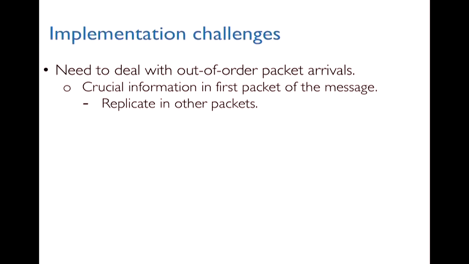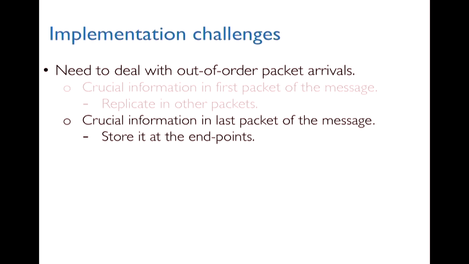So for some RDMA operations, such as RDMA writes, crucial information is carried in the first packet of the message that tells the receiver how the subsequent packets in the message are to be processed. With IRN, we need to replicate this information across all packets in case the first packet is lost. For some other RDMA operations, such as sends and write-with-immediates, crucial information is carried in the last packet of the message that tells the receiver how the completion event is to be processed. So with IRN, we store this information at the endpoints until all packets of that message have arrived.